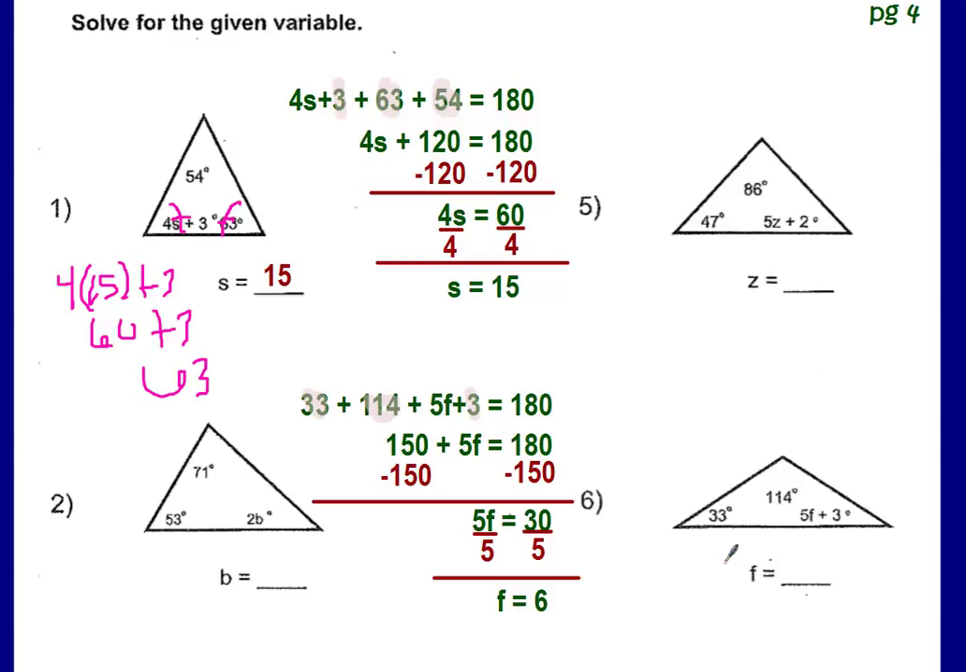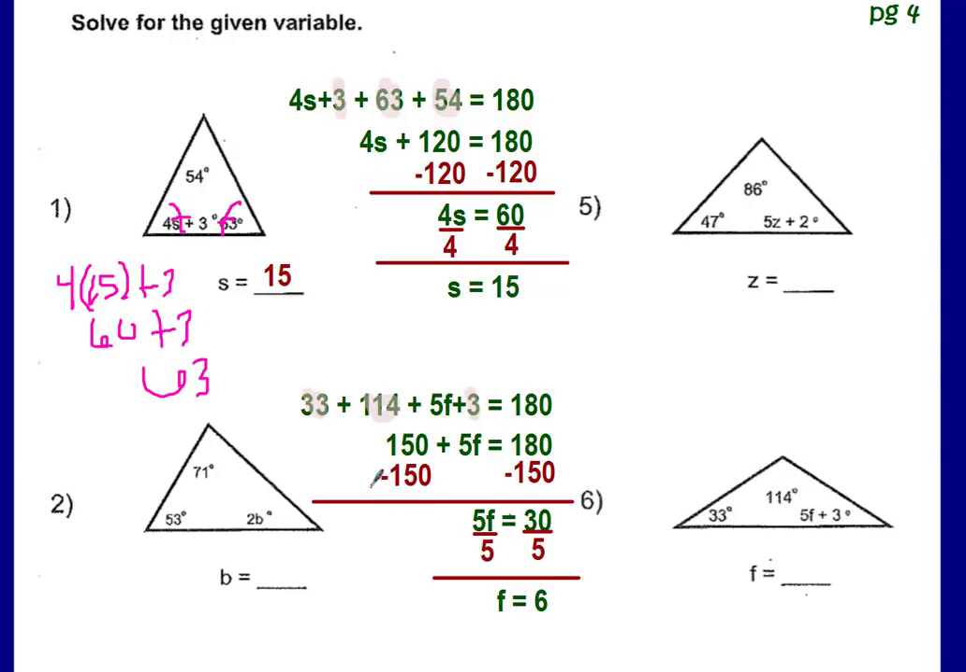Okay, let's come down to number 6. Take a look at number 6. Again, we want to add up all three angles, so we're going to have 33 plus 114 plus 5f plus 3 equals 180. And we want to solve and find the value for the variable f. So again, combine your like terms, add all of your constants together, and it's going to give us 150 plus 5f equals 180.